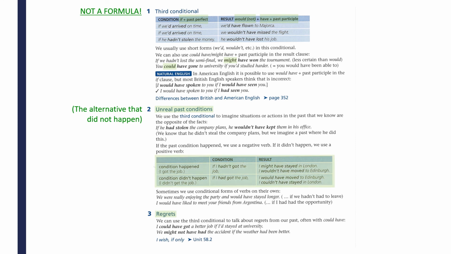And since we are thinking about what did happen and what didn't happen, it can confuse you sometimes when you think about the positive or the negative verb to use. This table here will help you figure that out. You will have to spend some time to really think through that. And once you've thought through, you can move on to the next page.